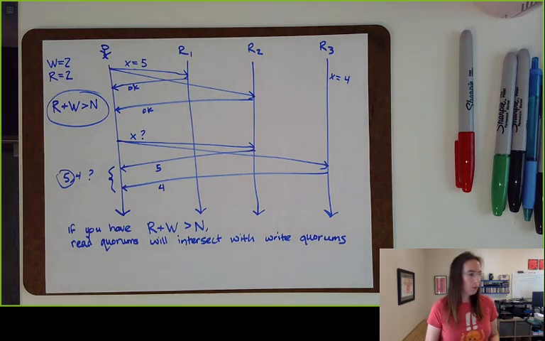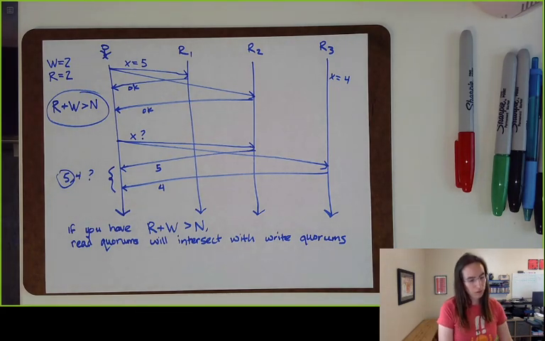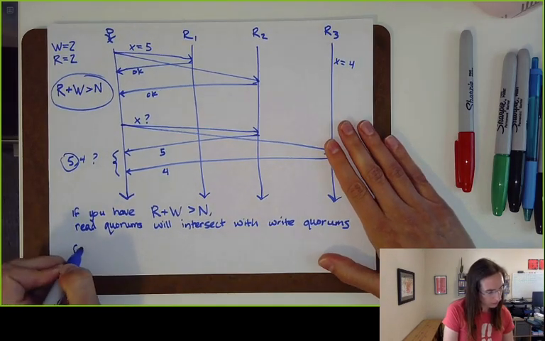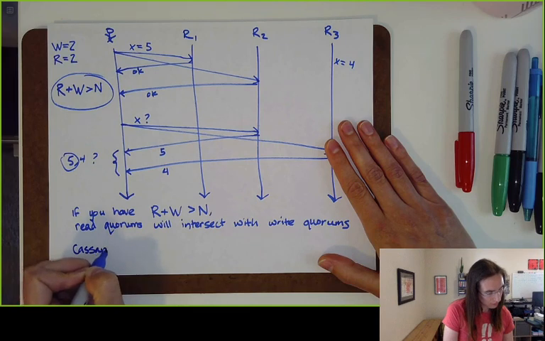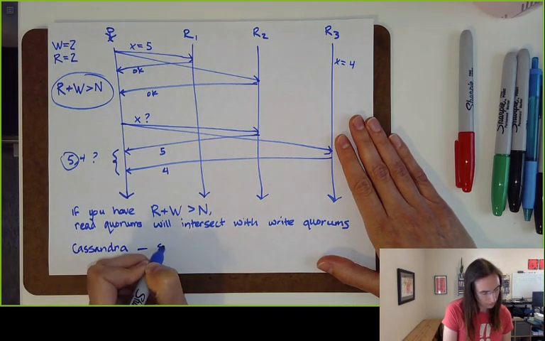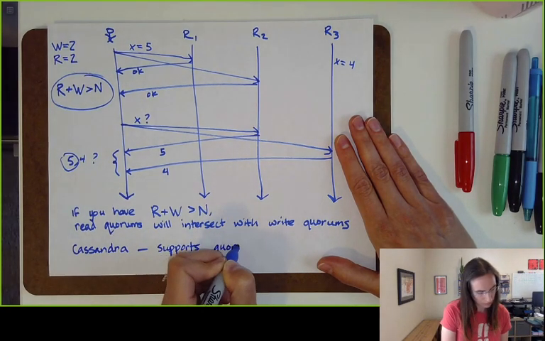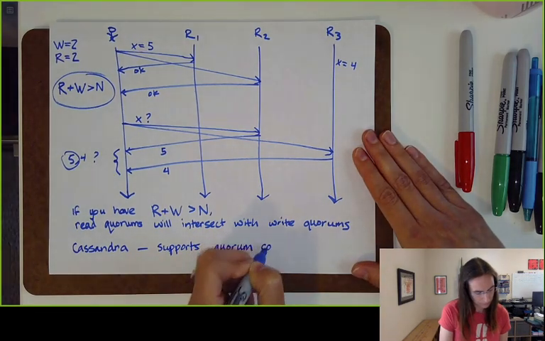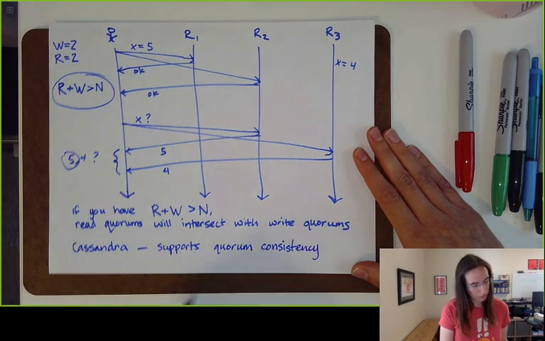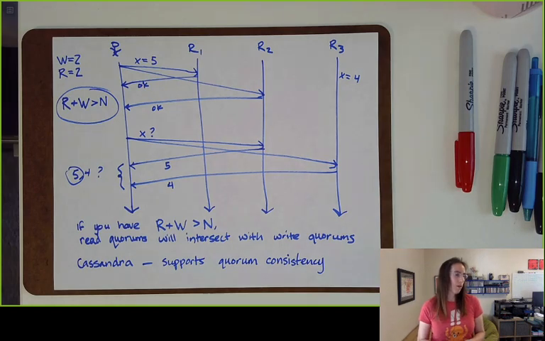So in quorum systems, you can configure these numbers. Cassandra, for example, is an example of a data store that lets you do this. And there are others as well. So you can tune these numbers to get what you want, right?